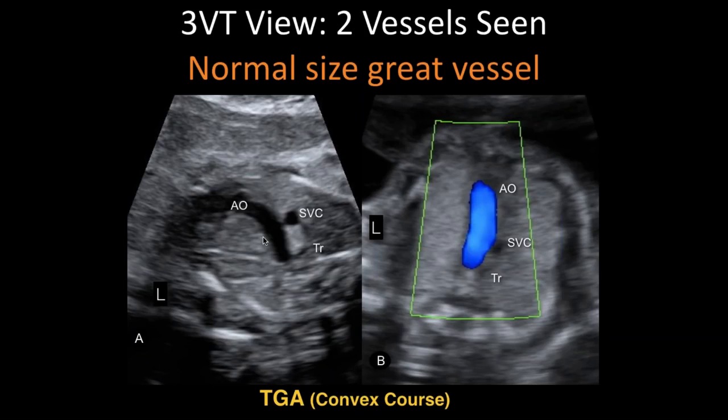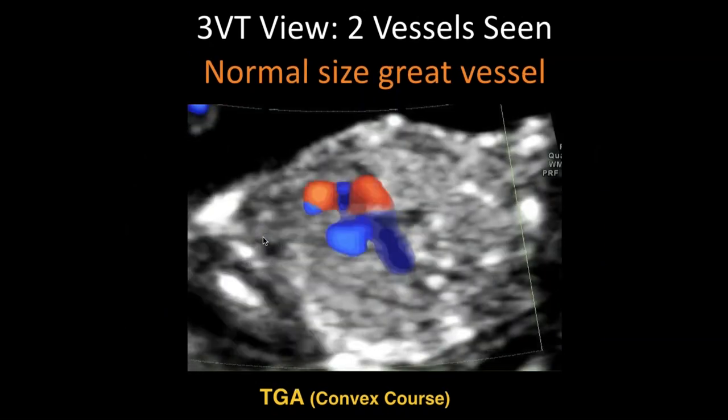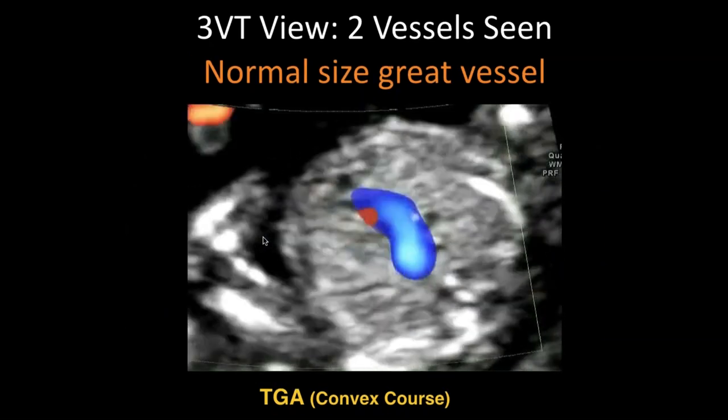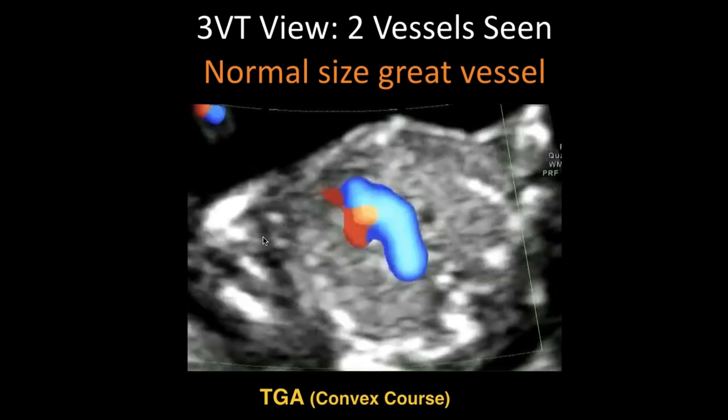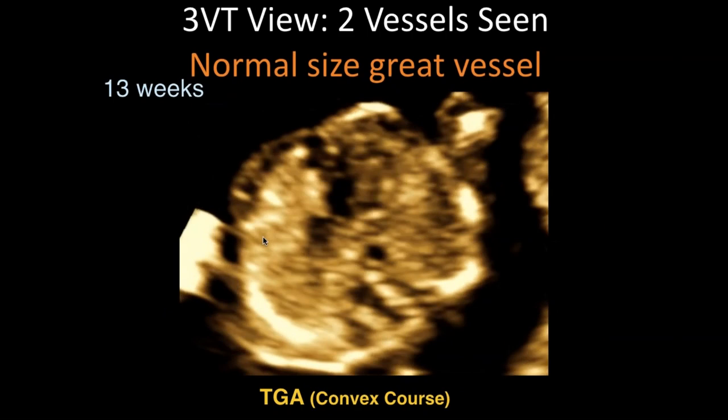Here, when I look at the three-vessel trachea view, I see that there's only one vessel rather than two great arteries, and that vessel is normal in size. I'm really suspicious that this is transposition. So here's a case of transposition at 13 weeks. Again, diagnosed by the three-vessel trachea view.